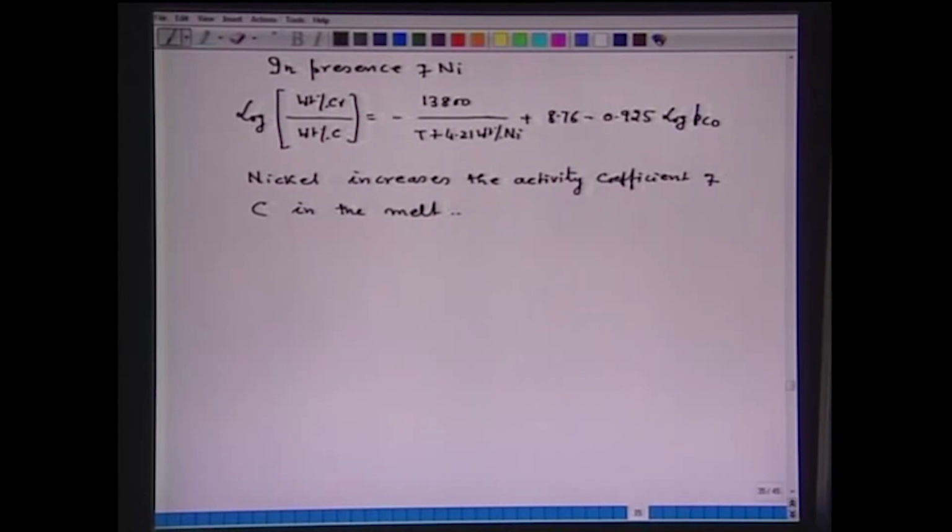Now, what can we do now? We utilize these two equations and we can calculate the ratio of percentage chromium upon percentage carbon in the bath as a function of temperature as well as a function of P_CO, to illustrate what will happen if we increase the temperature or we decrease the partial pressure of carbon monoxide, and this we will be taking in the next lecture.